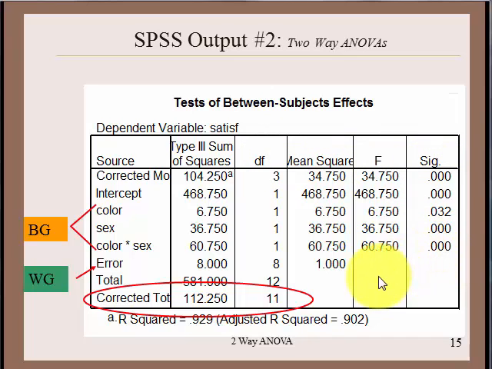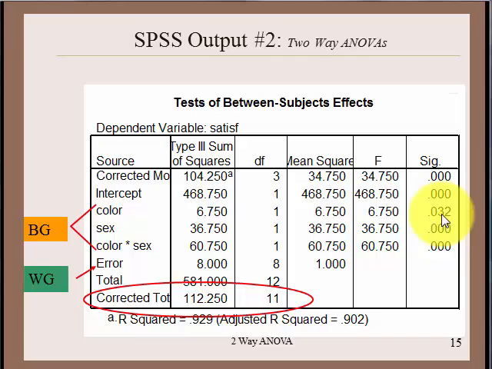So let's go one step at a time. You've got, in essence now, what you can think about as 3 between group factors: color, sex, and color by sex. If I follow color across, I'll see that the F for color is 6.75. Is that statistically significant? Yes.